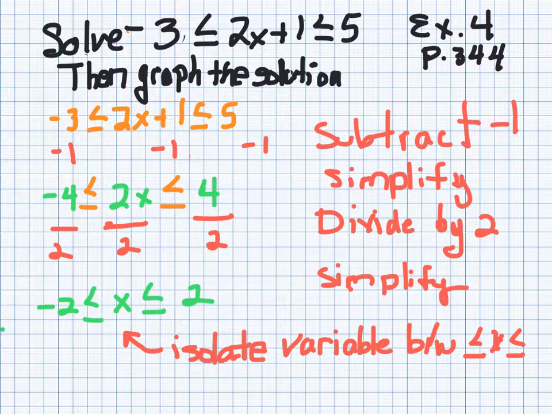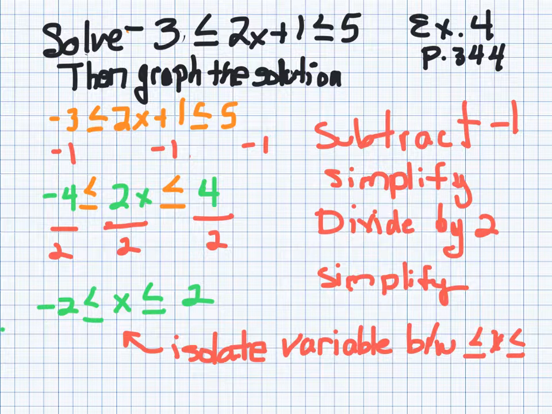So now we're going to talk about solving multi-step compound inequalities. The first one we're given is negative 3 is less than or equal to 2x plus 1, which is less than or equal to 5. This is example 4 on page 344. So I rewrite my equation. In this case, I am simply going to do the same thing to each of the three parts: part 1, part 2, and part 3.